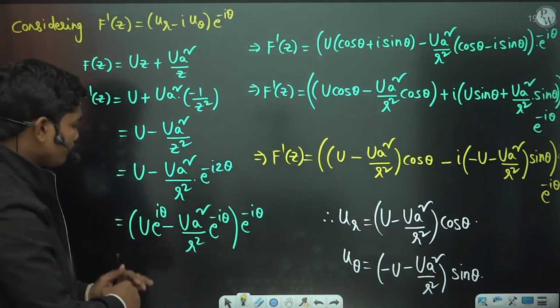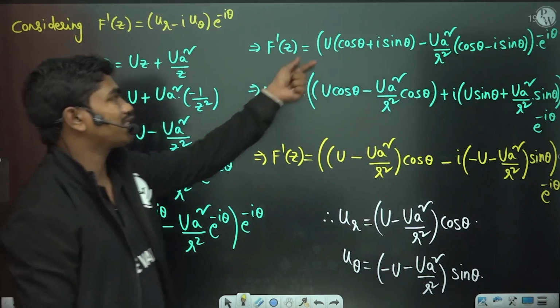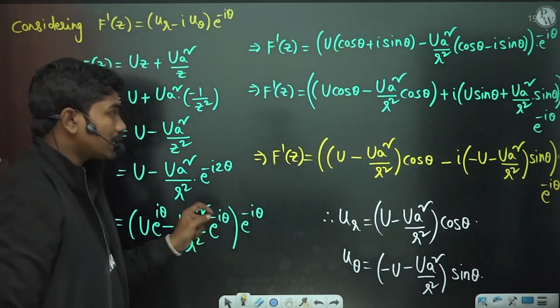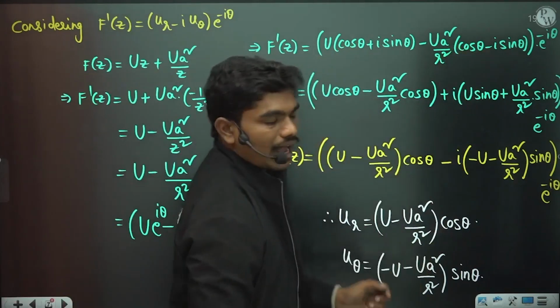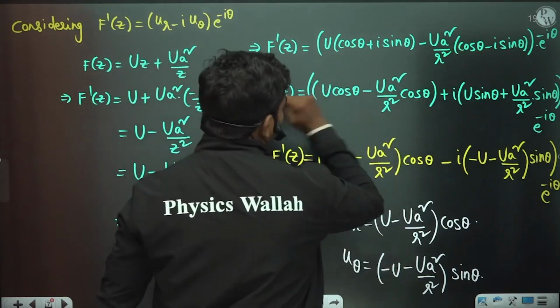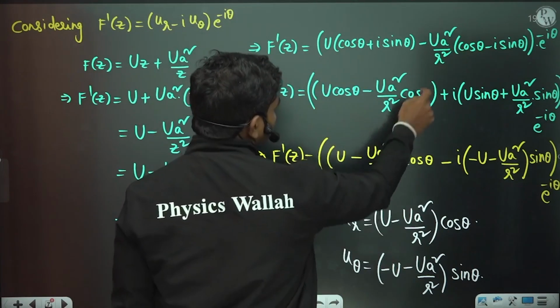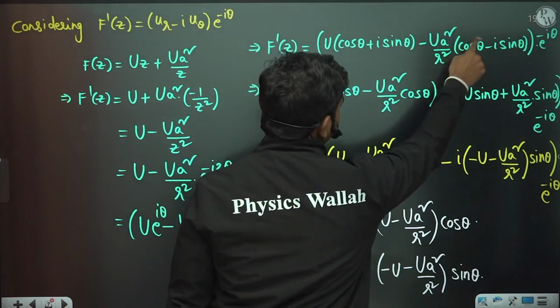Now we have written e power i theta as cos theta plus i sin theta, and e power minus i theta as cos theta minus i sin theta, and multiplied. So when you multiply, u into cos theta gives u cos theta, minus u a square by r square into cos theta.